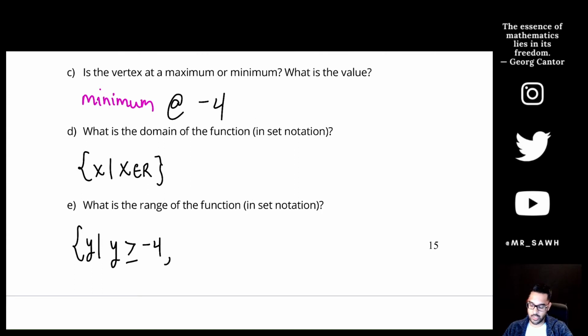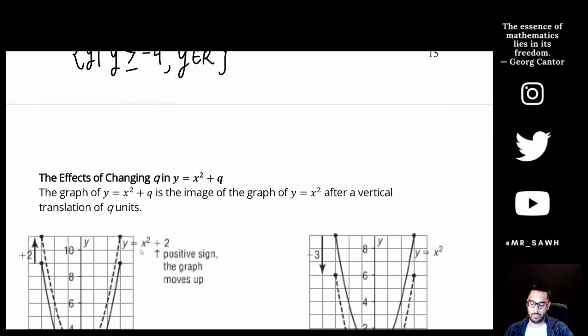Other than that restriction, y still belongs to the set of real numbers, because it can be anything else as long as it's greater than or equal to minus 4. Any decimal, any fraction is okay, as long as it fits in that range. All right.